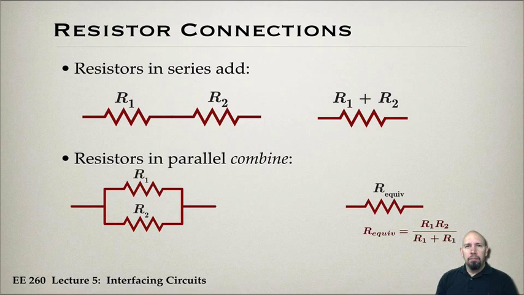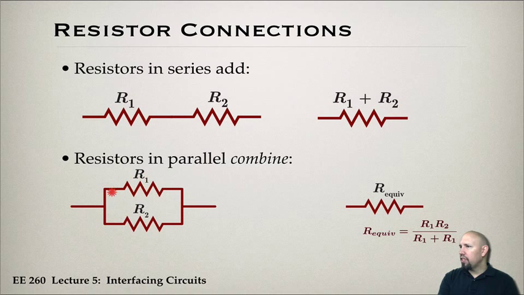Okay, combining resistors. If we have two resistors in series, the combined resistance of these two resistors is the sum of the resistances. In other words, I can treat these two resistors as if they were a single resistor with the sum of the resistances as the resistance. Since each resistor has a positive resistance value, this sum will be greater than either of the other two resistors. It will be equal to the sum of the two. So by putting resistors in series, we increase the resistance.